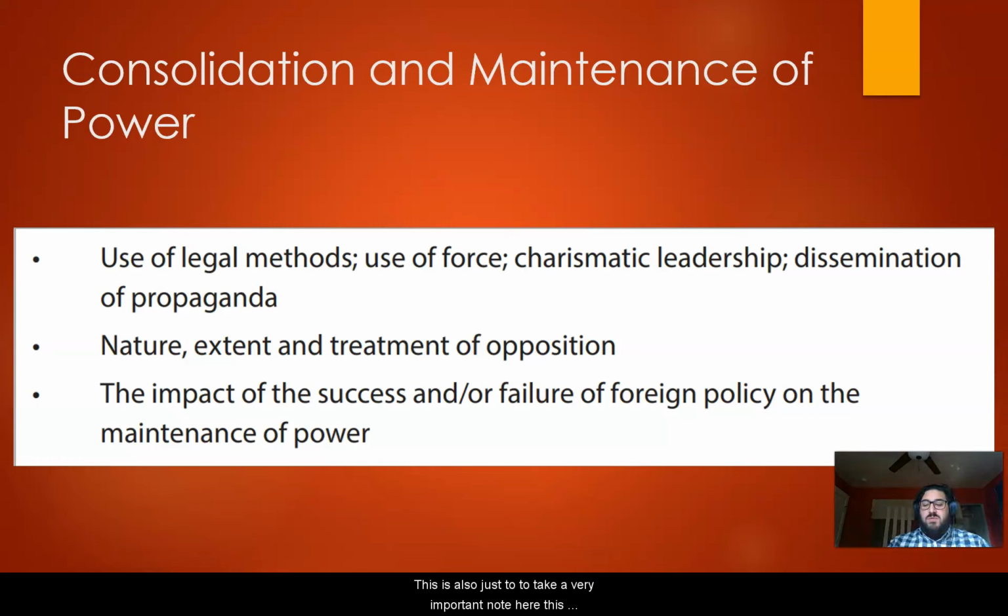This is also, just to take a very important note here, all of the information you need to know for paper 1, which we've gone over in a separate video. So all of this is the exact overlapping information that you have already started to learn, just from the Nazi perspective versus the more global perspective.